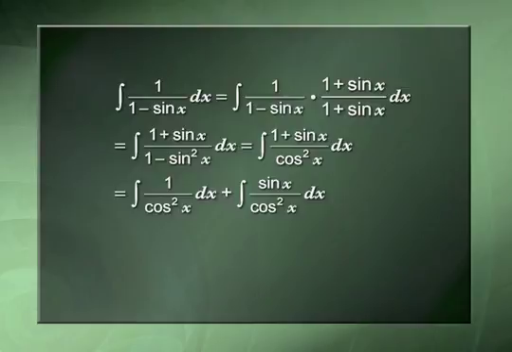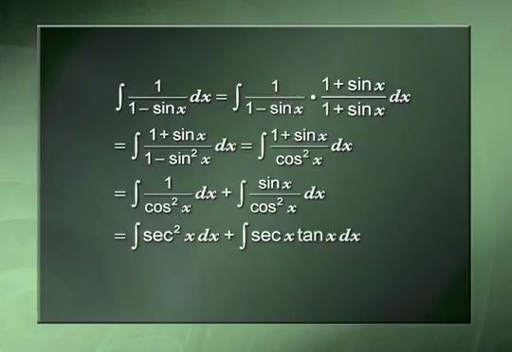Well, what's 1 over cosine squared? Well, it goes by the other name of secant squared. Good. And the second one, think of it this way. Think of sine over cosine squared as 1 over cosine times sine over cosine. And 1 over cosine is secant, and sine over cosine is tangent.